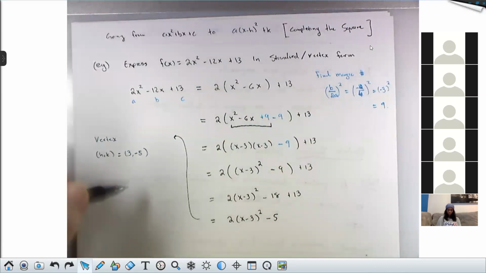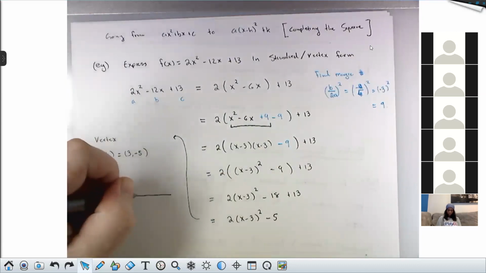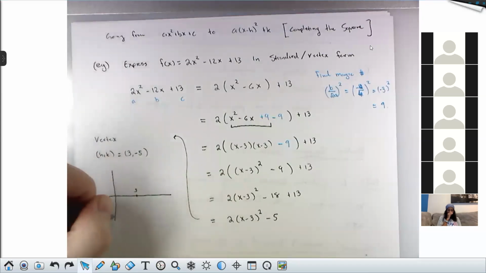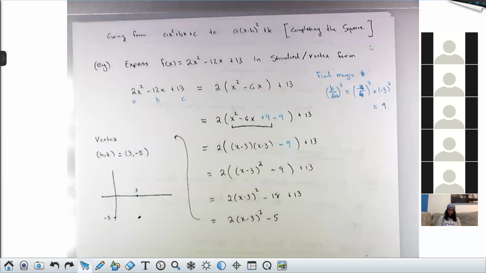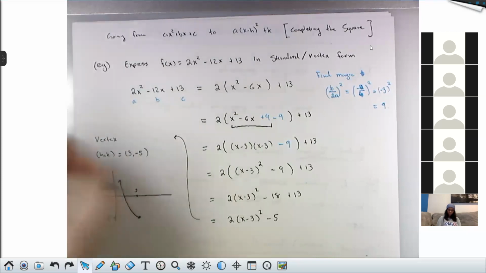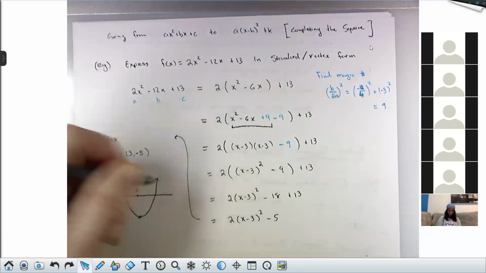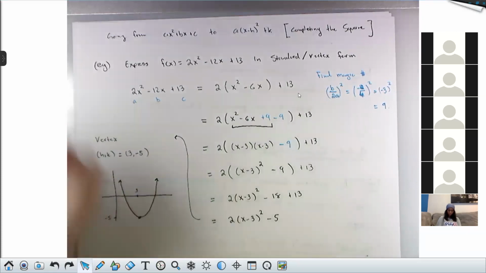I can sketch a nice graph of this function, or at least a reasonable graph of this function. Maybe not perfect, but using my transformation rules. And say, okay, I'm going to come out 3 here. I'm going to come down negative 5 here. There's my vertex. And then I'm just going to draw a parabola. It's going to open up because a, the lead coefficient, is 2. So my parabola looks something like this. We could ask for the domain, for the range.